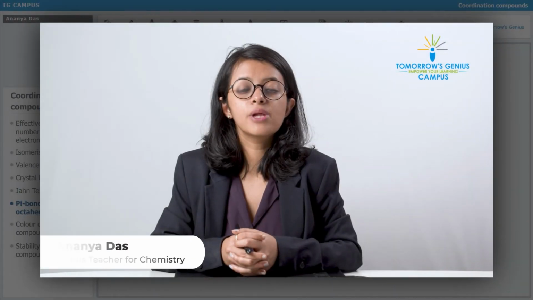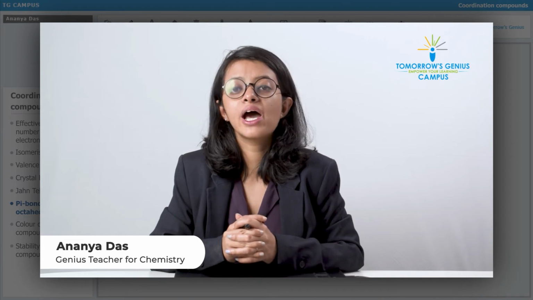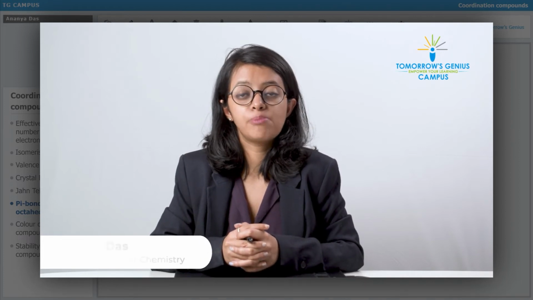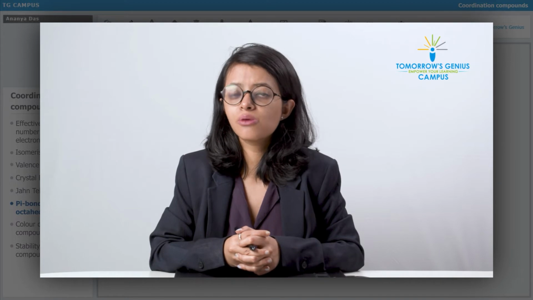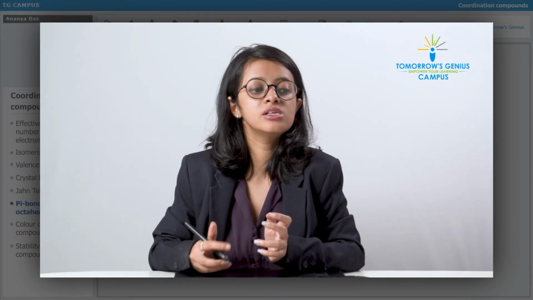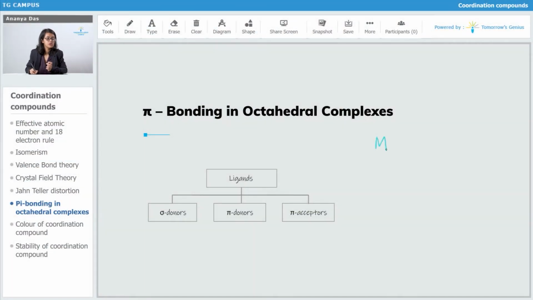Now octahedral complexes show something known as pi bonding, like pi bonds. Octahedral complexes form the normal sigma bonds in which the ligand donates to the metal. The ligand donates its electrons to the vacant orbital of the metal. That is your normal sigma bond. But some octahedral complexes have also been found to have another bond.